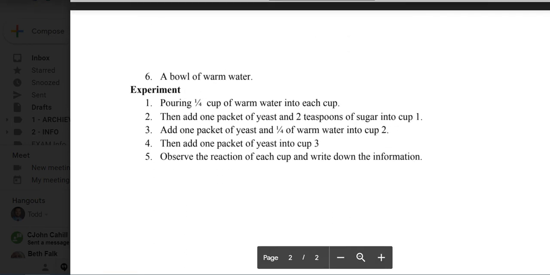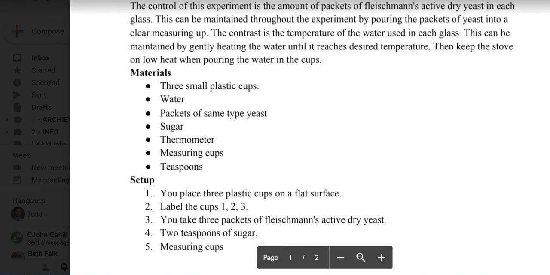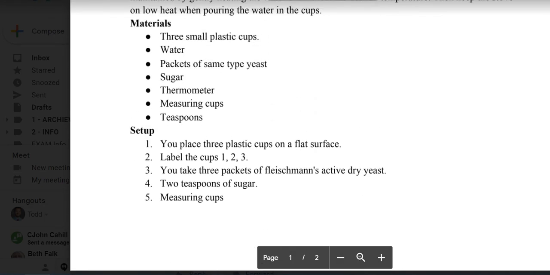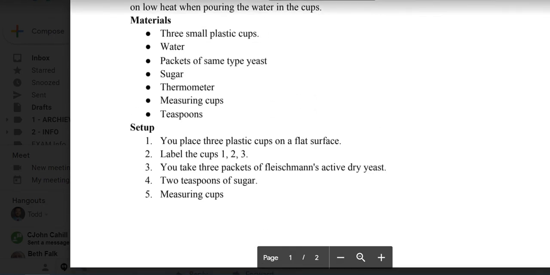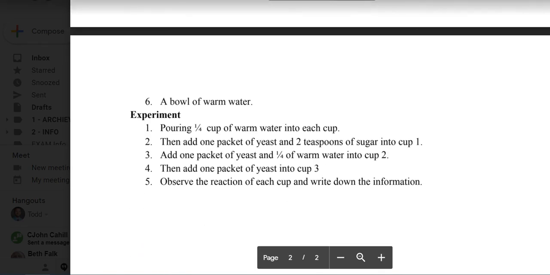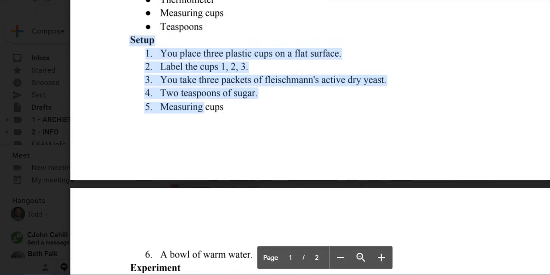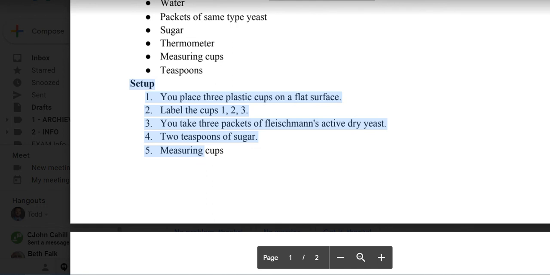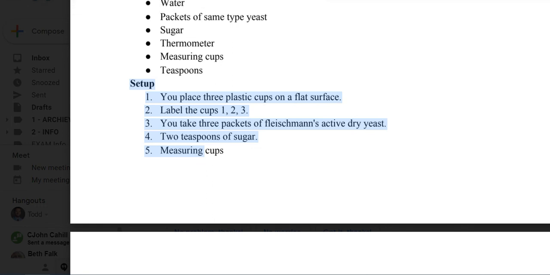Let's look at the rest of your lab. We're missing a table, so I can't help you with that. You need a heading here that says procedure, but I do like that you have a subheading set up and then you have the actual experiment and its own procedure. But these are all procedural things, so put procedure right there and then you can put the setup and all this right after. It says you place 3 plastic cups on a flat surface, okay?